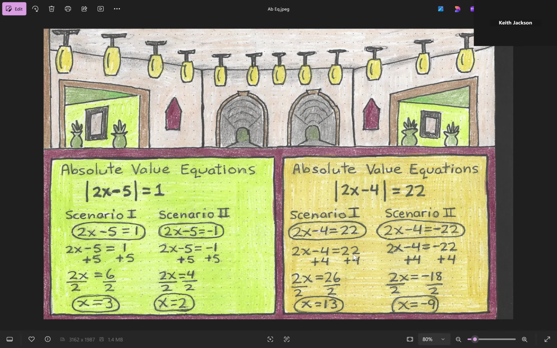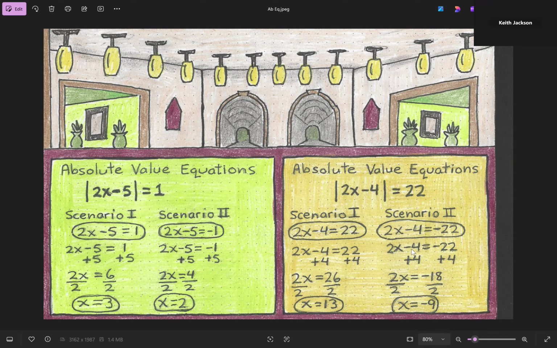And let's go back to the first scenario, in which we had 2x minus 4 is equal to 22, adding 4 to both sides. And what we get right here, we get 2x is equal to 26, because 22 plus 4 gives us 26. And we're going to further isolate x by dividing both sides by 2. And when we do that, we will discover that 26 divided by 2 will give us 13. And so x is equal to 13 for our first scenario.